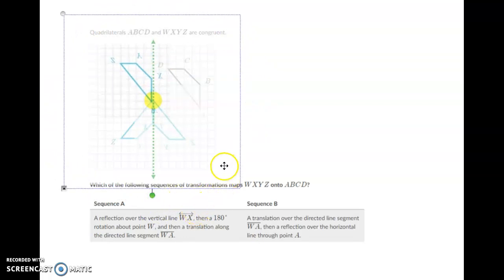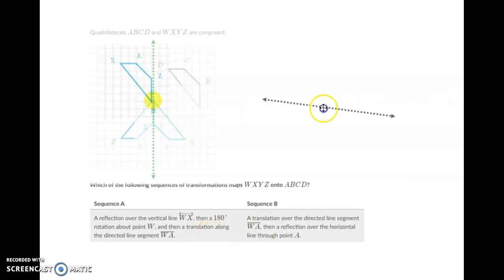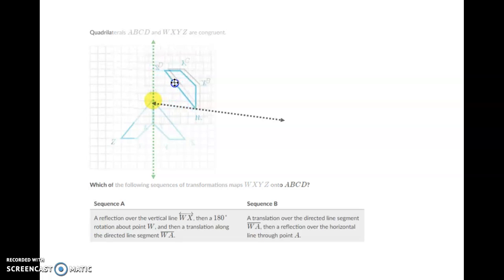And then there's a third thing they're going to have us do. And now they want us to translate or slide along WA. So there's the W right here, and here's A. So I'm going to take this image now and slide it along that line all the way to A. Wow, this was a tough one. 3 things going on, and we go, yeah, if I do those 3 things, that maps right onto that shape. And so we say, yeah, this would be congruent if we go through those transformations.